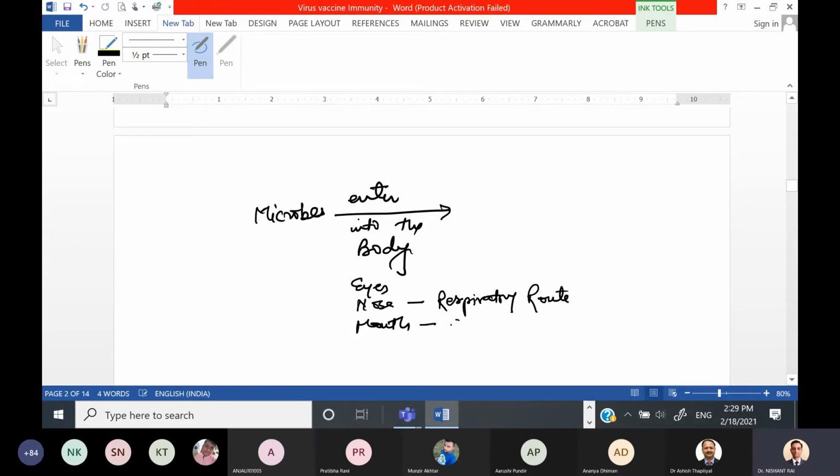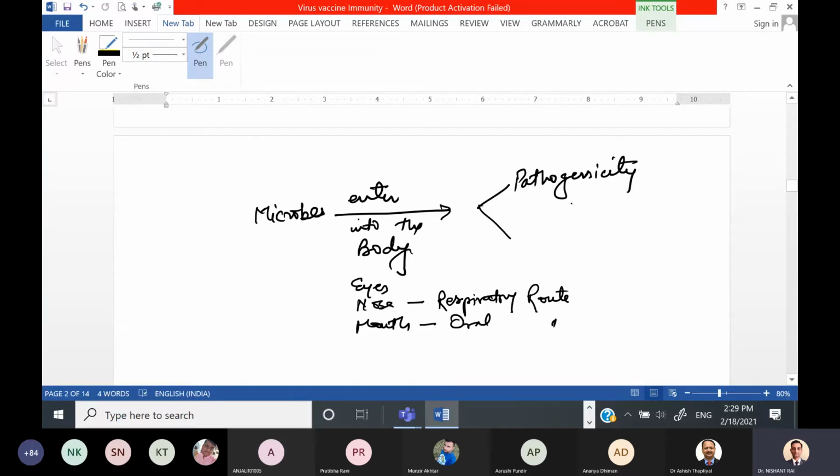Likewise, if it is mouth, it means it's an oral route, right? Different reasons actually support the entry of microorganisms, like contaminated hands, contaminated food, etc. These actually favor the entry of the microorganisms inside the body. And when it enters inside the body, it shows pathogenicity, right? So it means it starts causing infection. It follows its route of pathogenicity.